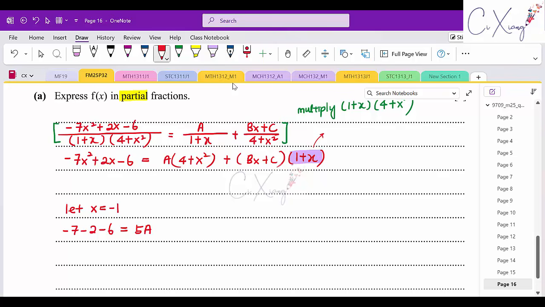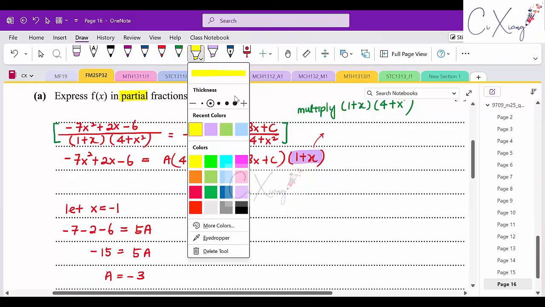So you're having 5a. Substitute -1 here, at 1 plus x, you'll get 0. So everything here becomes 0. When I simplify this part, I will be having -15 equals 5a, and therefore my a is -3. So we are done for the a. Then let's think about the second value to substitute so that I can get some other constant term easily.